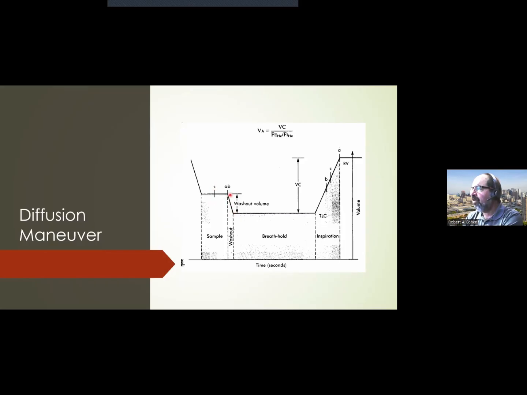This is a washout volume, which is really the dead space of your large airways until you get to alveolar gas. And this is called the alveolar plateau, and we measure how much carbon monoxide is left in the sample at the end of that breath.